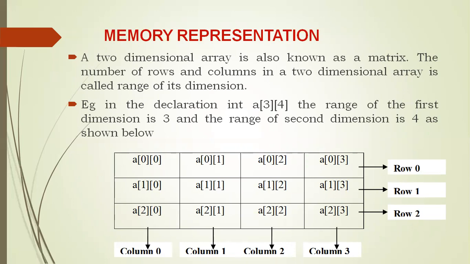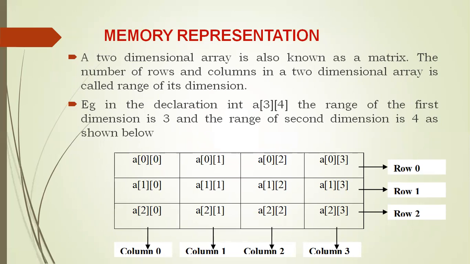Example, in the declaration int A[3][4], the range of the first dimension is 3, and the range of the second dimension is 4. This example shows how a 3 cross 4 matrix looks. The number of rows is 3 and the number of columns is 4. The row number starts from 0, so 0, 1, 2, and the column number also starts from 0, so 0, 1, 2, 3.